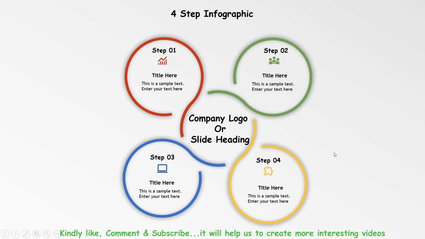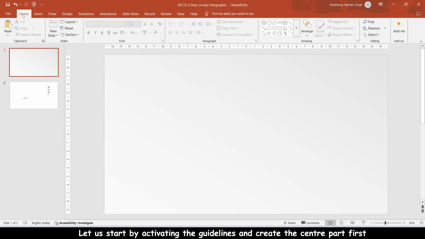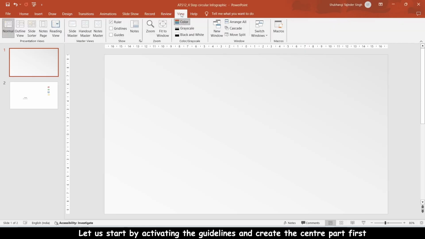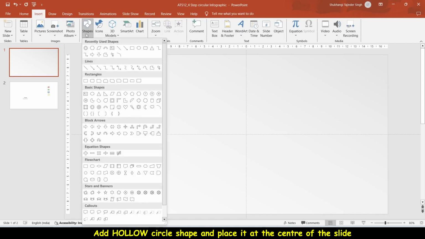In this video, we will create this very simple 4-step animated infographic. Let us start by activating the guidelines from View menu and create the center part first. Add hollow circle shape and place it at the center of the slide.